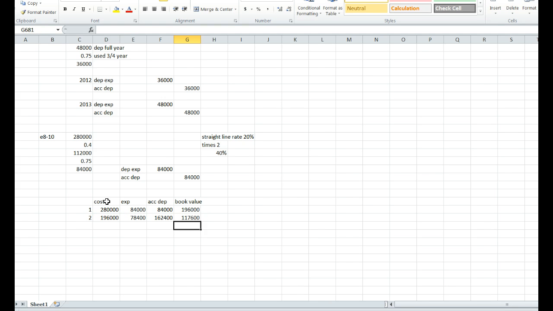So 117.6. So the journal entry in the second year would be depreciation expense. What did we say? 78.4. And accumulated depreciation credit 78.4. Okay, that's our example of depreciation.